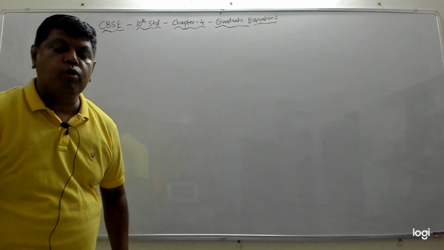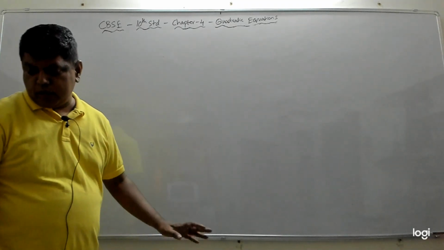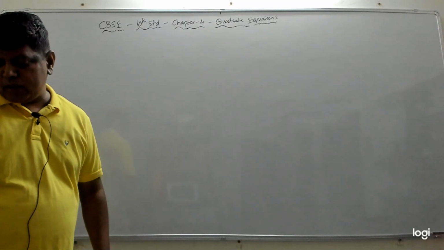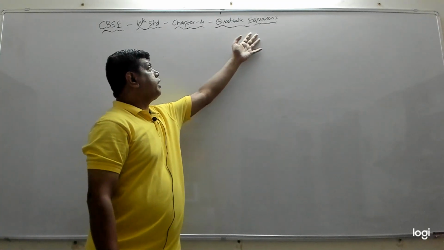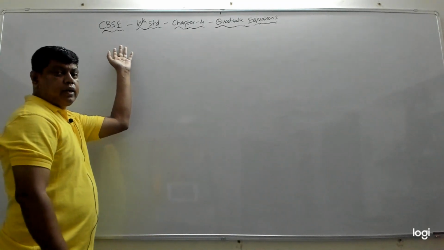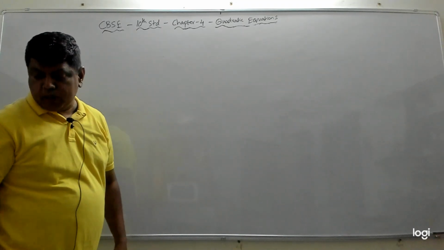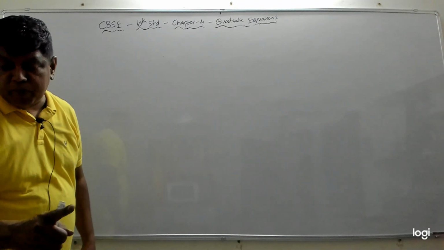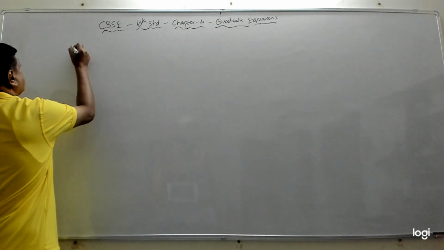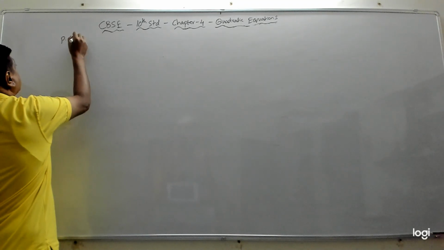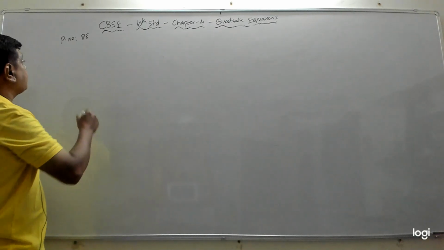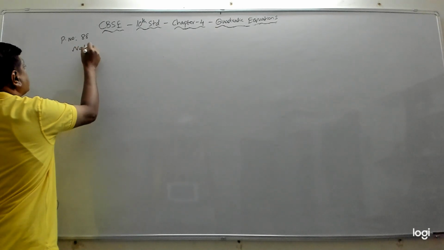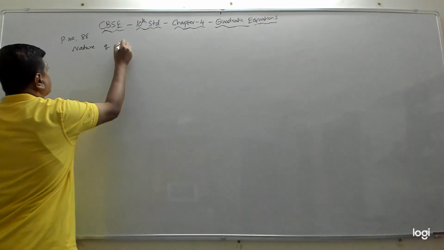In this video, we will continue with section 4.5, which is nature of the roots, from the chapter Quadratic Equation, chapter 4 of 10th standard CBSE Mathematics. We will continue with nature of the roots on page number 88 in your textbook. So page number 88, nature of the roots.